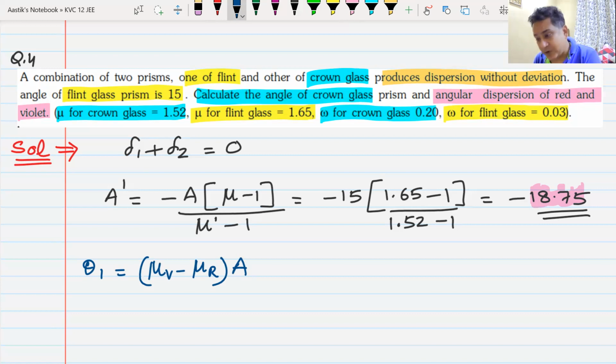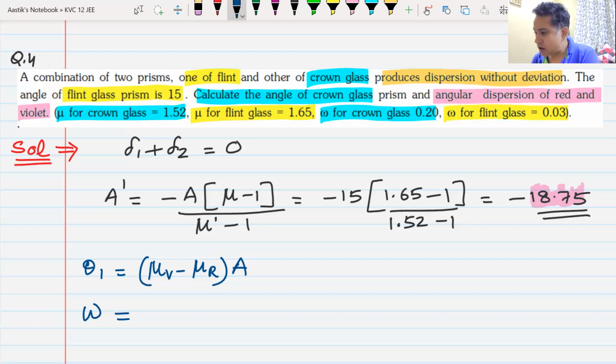Yes, sir. But the problem is, my dear friends, that mu v and mu r are not given. How will I do it? Anyone? Any thought? Mu v and mu r are not given. Definitely that is the case, but omega for this is given.